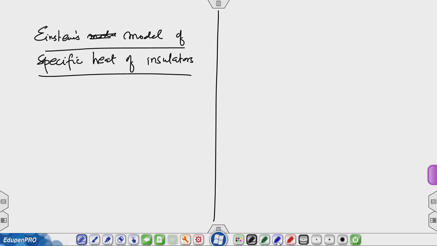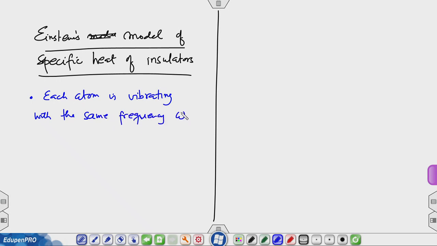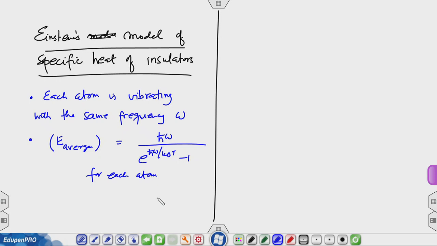And what we have done in this is each atom is vibrating with the same frequency omega, and E average from quantum mechanical point of view is given as h cross omega over e raised to h cross omega over kBT minus 1 for each atom, and then the rest of the results follow. So, that is the Einstein's model.